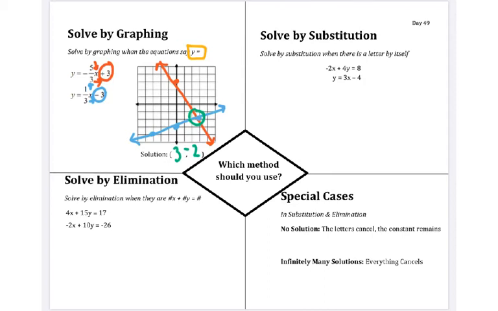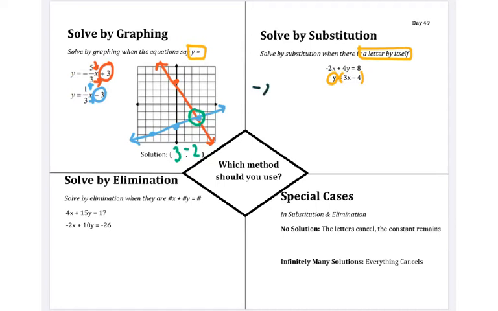Second method is something called substitution. We use substitution whenever there is a letter that is by itself. So in this example, the letter by itself is the letter Y. So I circle the letter that's by itself. I put parentheses around what that letter equals.